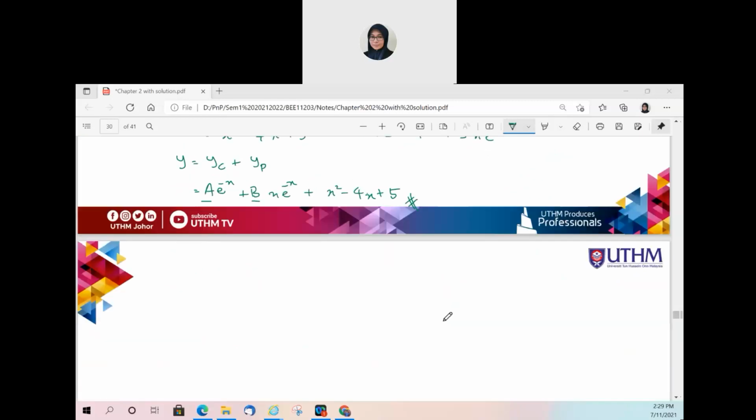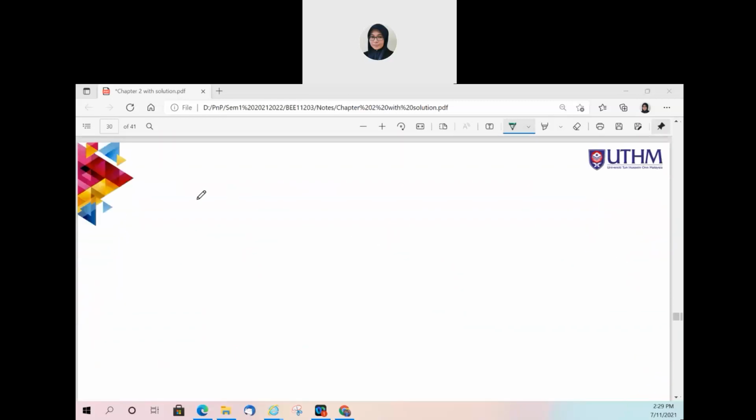Okay, let's say you have this. You have y double prime plus y equals 2 sine square x. And the initial conditions given here are y(0) equals 2 and y prime (0) equals 1.